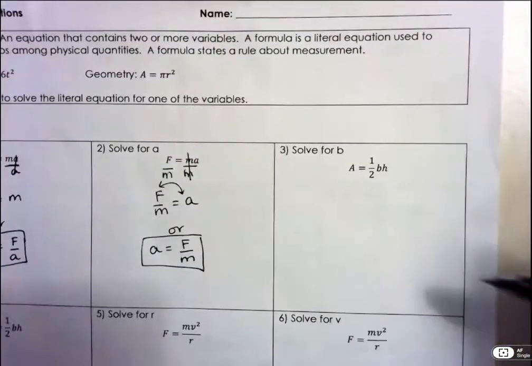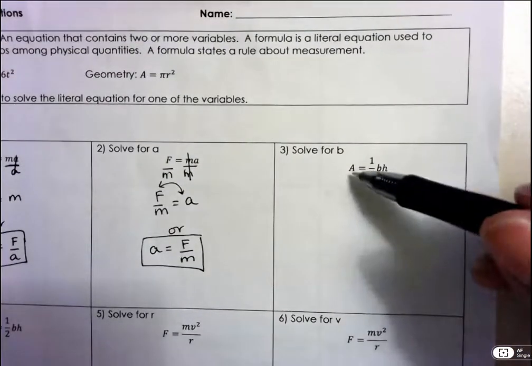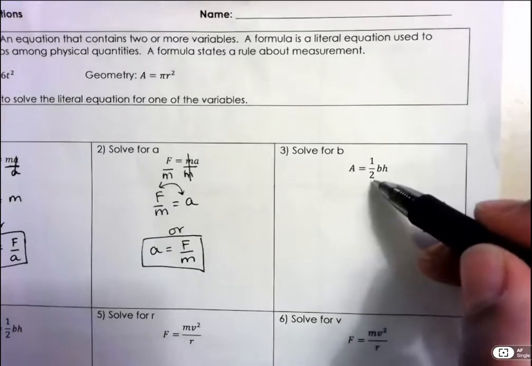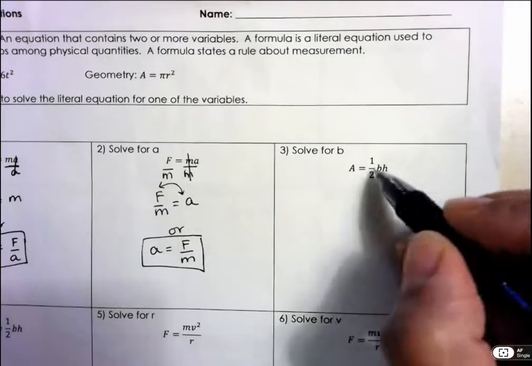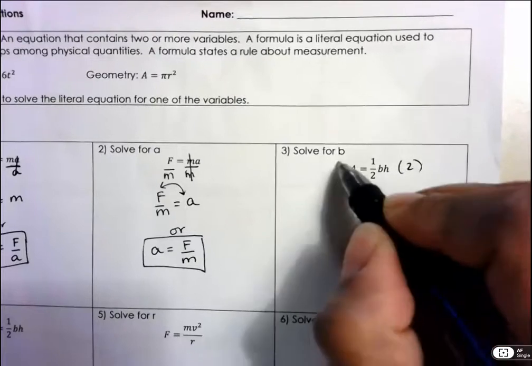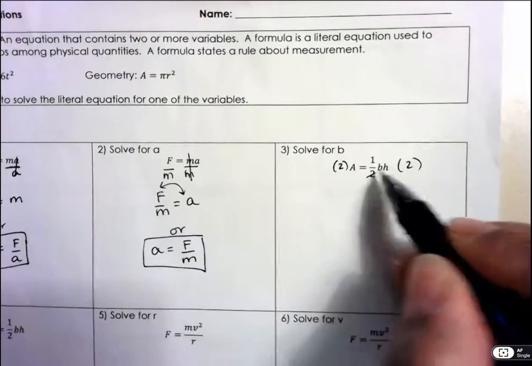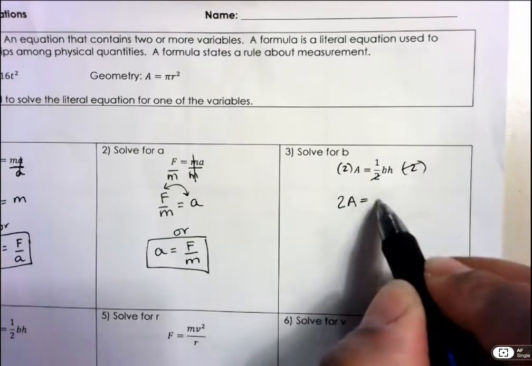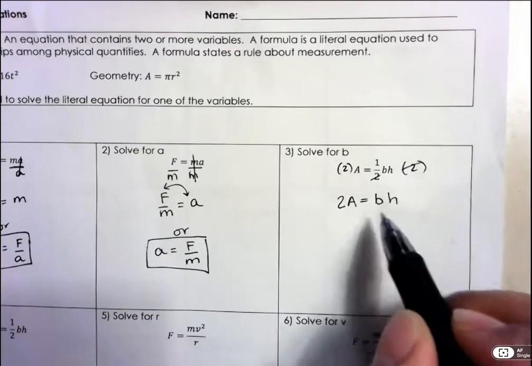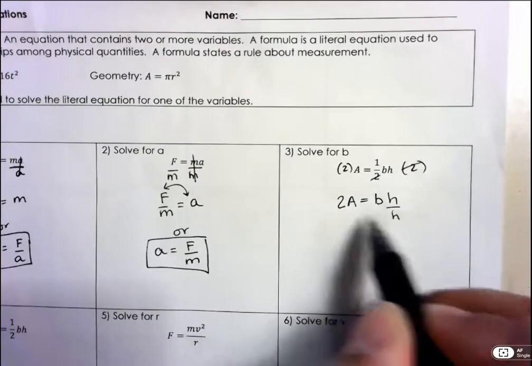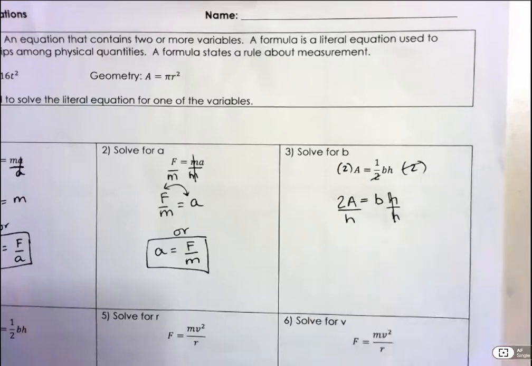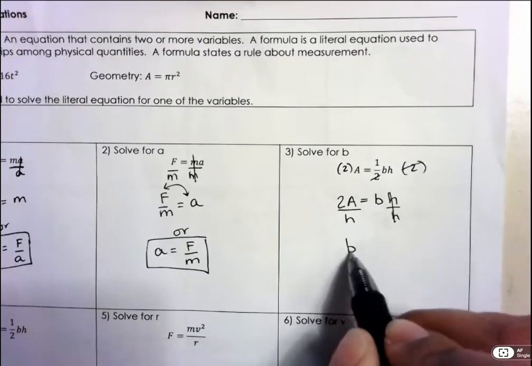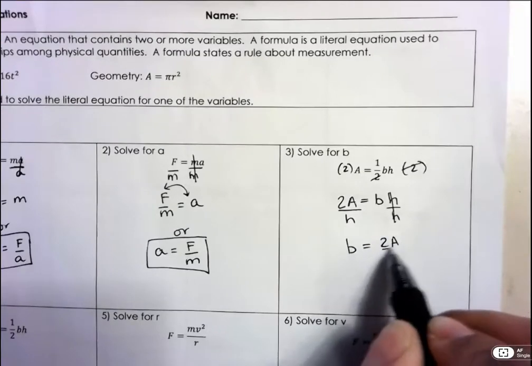In this one, we want to solve for b. So you have that A equals 1/2 the base times the height. The first thing I would do is get rid of the denominator, so I would multiply both sides by 2. This cancels this one right here, so you have that 2A equals bh. Then we want to solve for b, so we're going to get rid of the h by dividing both sides by h. And so we have that b equals 2A over h.